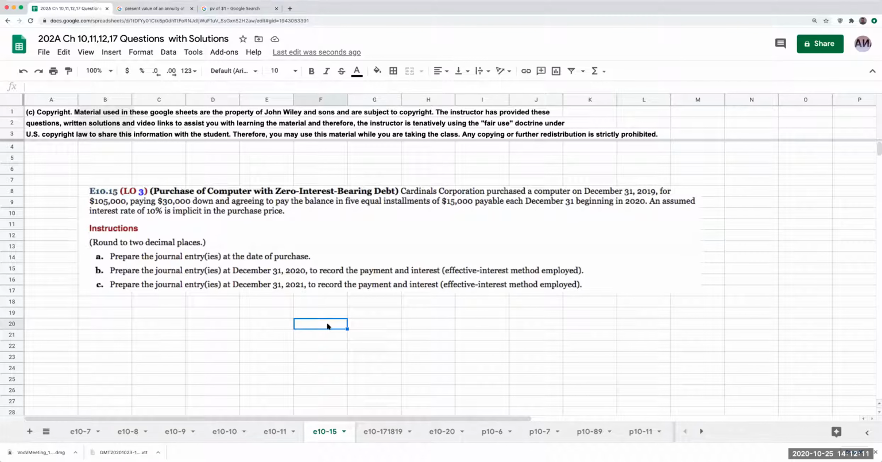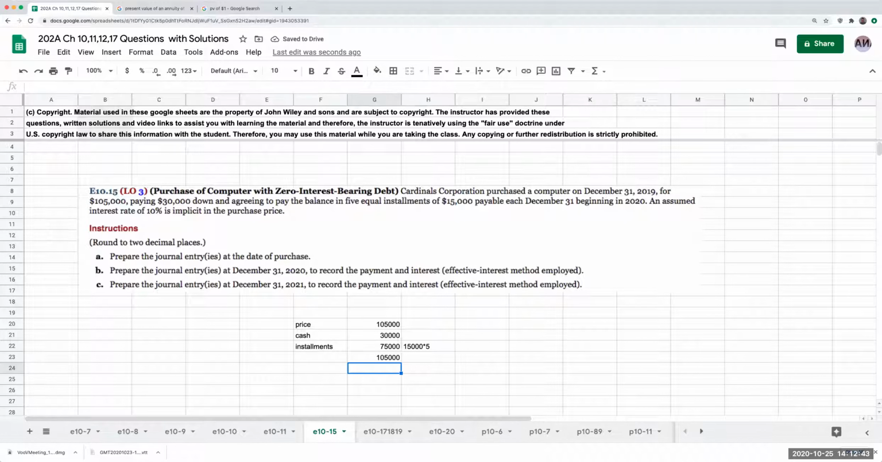So let's take a look at this a little bit more closely. The price here is $105,000. How is this being paid for? It's cash of $30,000, and then the installments are $15,000 each times 5, or $75,000. So this is 15,000 times 5, 75. So this totals here to 105,000.